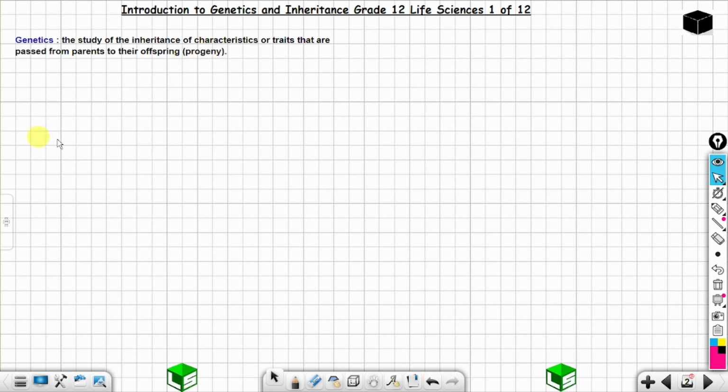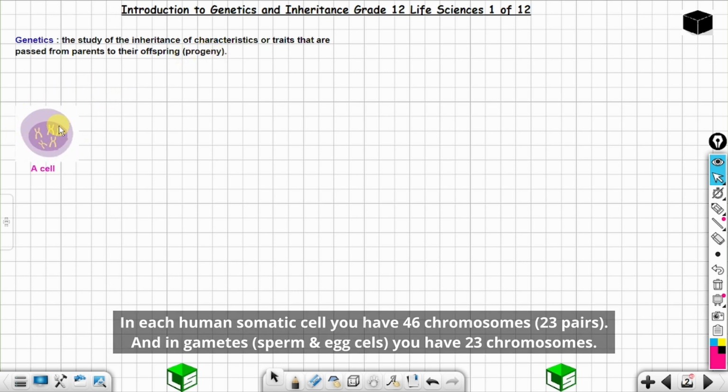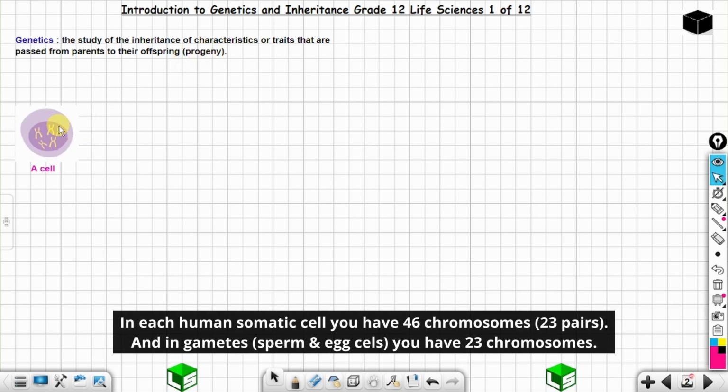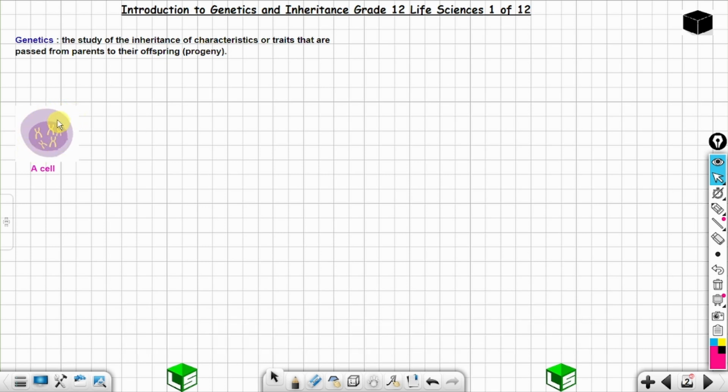Okay, so you have a cell. Inside the nucleus of every cell, you find a chromatin network. During the division of the cell, the chromatin network condenses into chromosomes. There are 46 chromosomes inside each cell of a normal human. So you have chromosomes inside the nucleus.